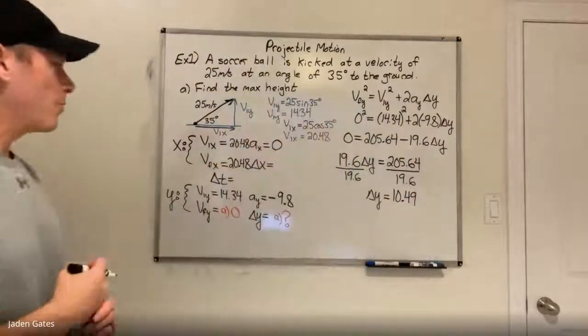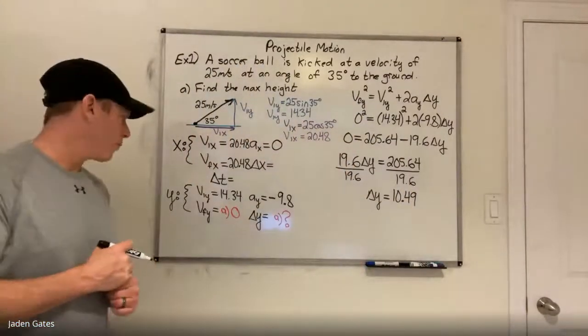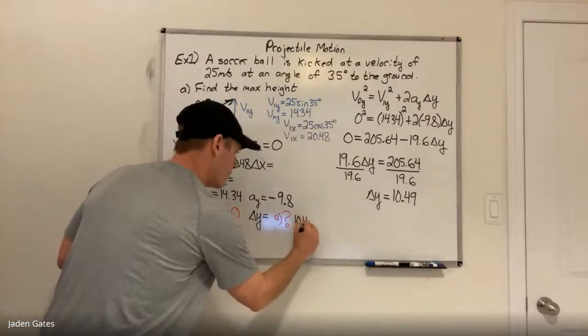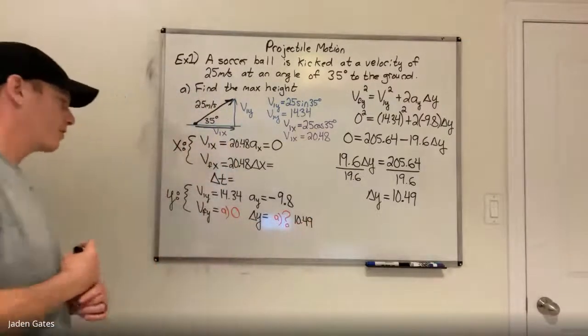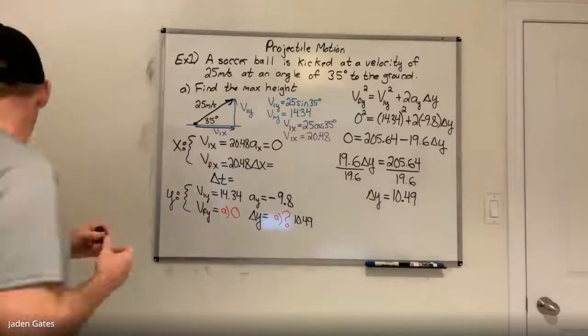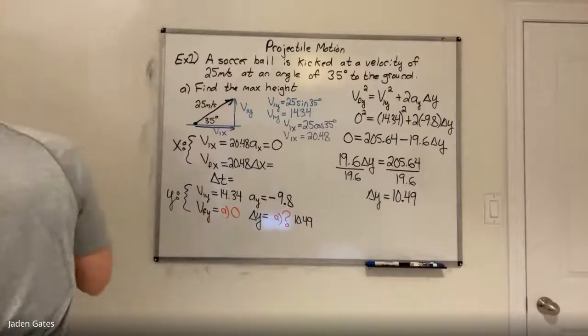So this soccer ball went a maximum height of 10.49 meters. So I'm going to put that in here. I'm not sure if I'm going to need it again, but we'll throw it in there. So I've got my answer to A. All right, so there's our maximum height, but then we get to B.